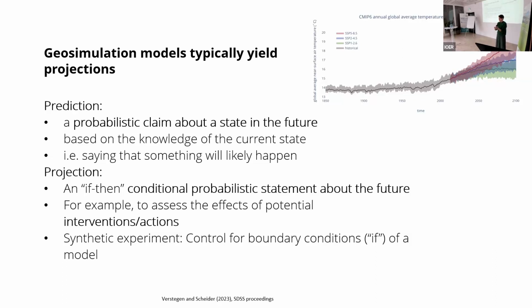But because it is not certain that the intervention will happen, or it is actually unlikely to happen, it is not a prediction. It's not at all that we claim that that's going to happen. And this is very often confused. So please keep that in mind. It's a synthetic experiment. We control boundary conditions, and by controlling these boundary conditions, we learn about how the system works and what drivers we can influence and what that may cause, but it's not something we say will happen.